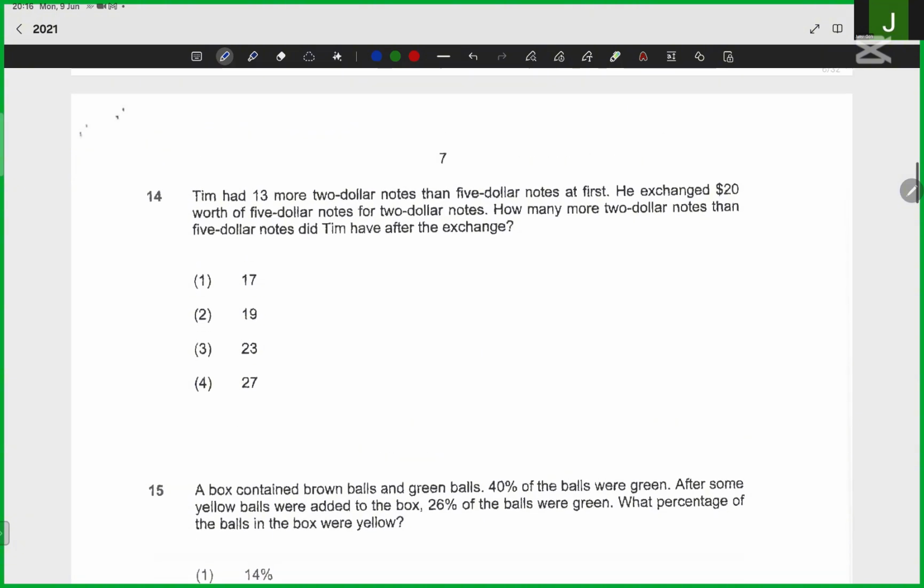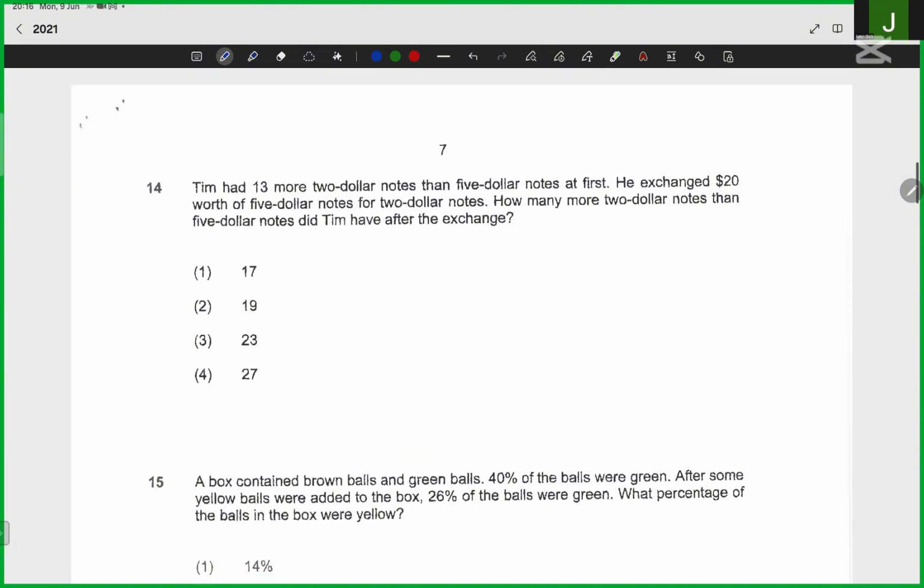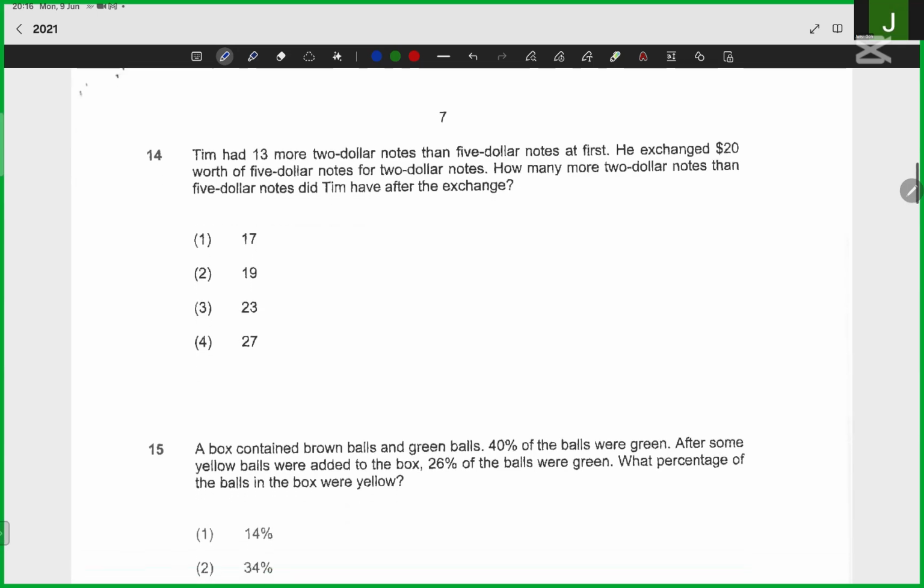Question 14. Tim had 13 more $2 notes than $5 notes at first. He exchanged $20 worth of $5 notes for $2 notes. How many more $2 notes than $5 notes did Tim have after the exchange? So $2 notes and $5 notes. For the $2 notes, we don't know how many we have, but we have 13 more than the $5 notes.